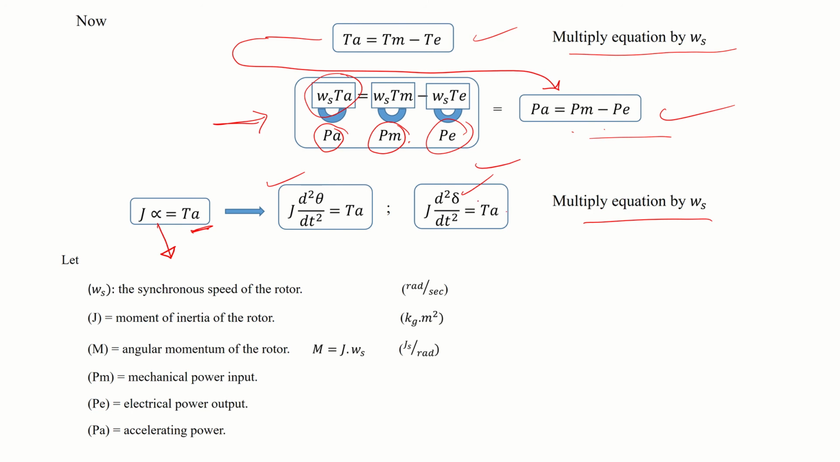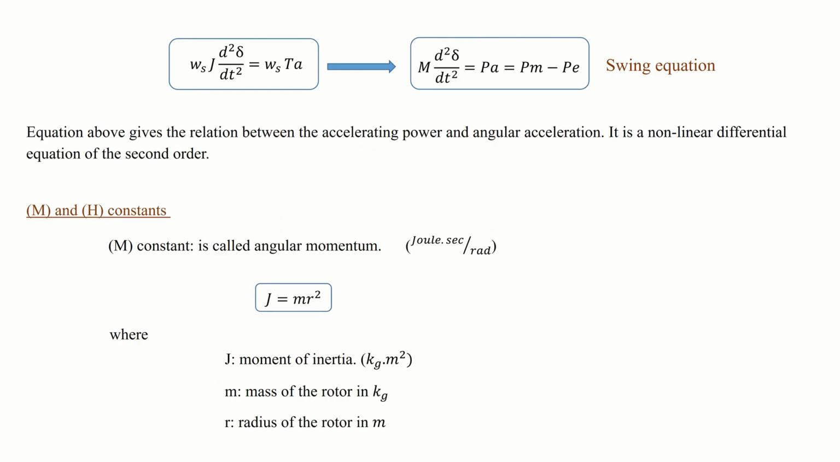I multiply this equation with omega s. What are we going to get? We're going to get omega s multiplied by J multiplied by the second derivative of the angular displacement equal to Ta, which is acceleration torque, multiplied by omega s. So you will get this equation. So what does this represent? This represents the moment, and this represents acceleration power. This equation is called the swing equation.